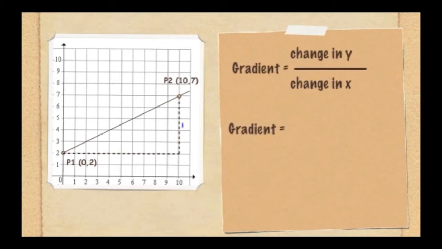The change in the y value here is 5 units. The change in the x values is 10 units. That gives 5 divided by 10 and a gradient of 0.5.